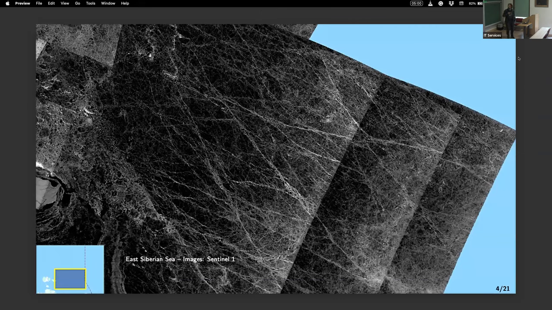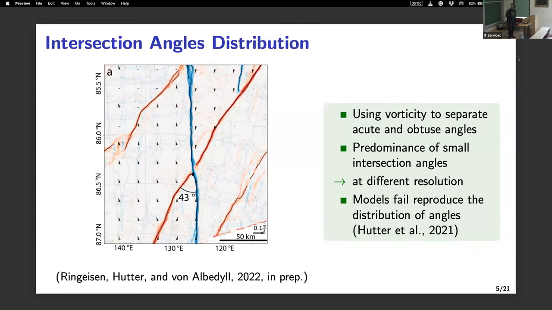Now, if we look at this image, we want to know what's happening here. So what we can do is use this Sentinel-1 image and also a GPS image to look at sea ice deformation. And this is a Sentinel-1 image where we extracted deformation, and the colors you see here are vorticity. In red is a positive vorticity, in blue is negative. And from this we can extract from the LKFs in which way it is deforming. So we know that this LKF has an intersection angle of 43 degrees and not the complementary angle, just from the vorticity.